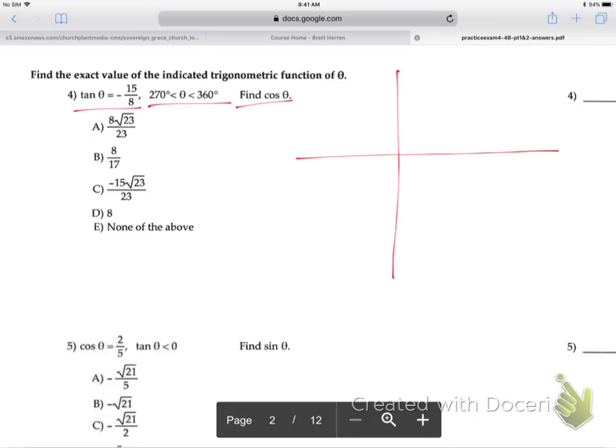So we draw that triangle in the fourth quadrant, right? Theta is between 270 and 360. It's in the fourth quadrant. We good there? So go ahead. Let me give you just a second to start it. Draw yourself a triangle in that fourth quadrant, and make the tangent of theta be negative 15 over 8. And then find the third side by the Pythagorean theorem, and then you can find the cosine.